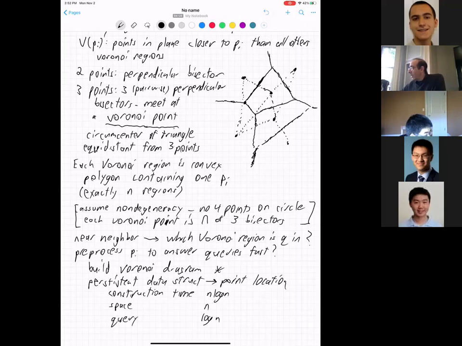Now there is a question that one of you should be asking me at this point. When I talk about construction time n log n, space n, query time log n, what's n? The number of Voronoi points? Yeah. So the problem is that originally we were talking about query points, but this is in terms of the size of the Voronoi diagram.